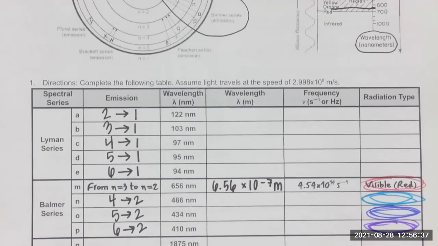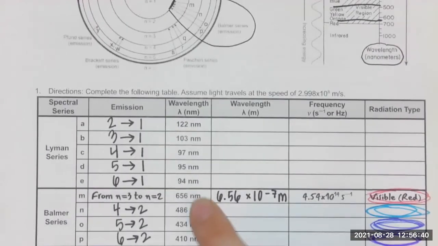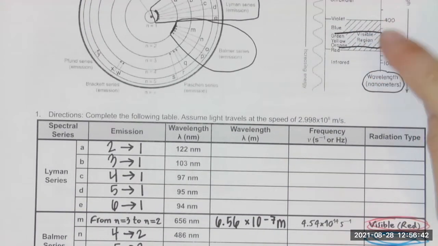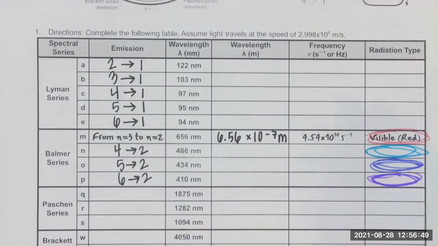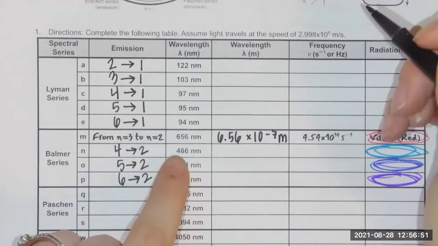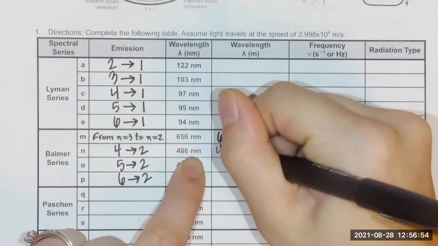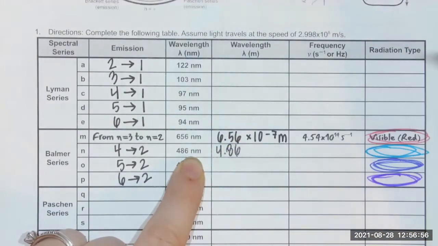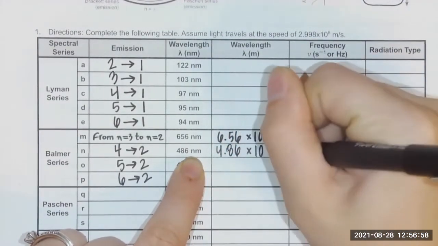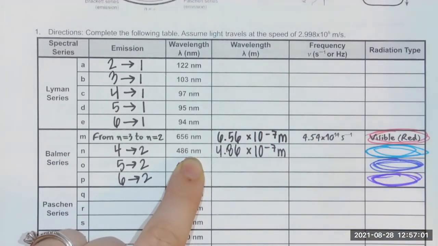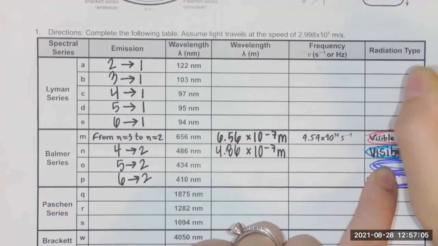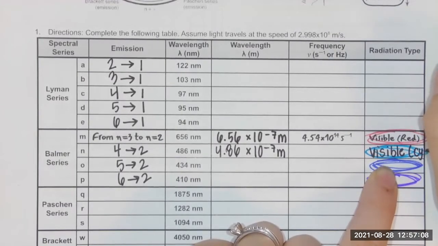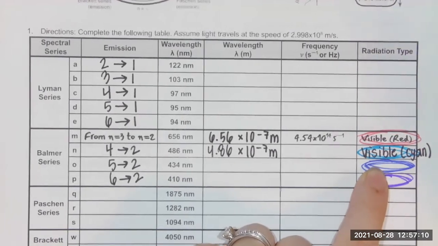Okay, so looking back here, these are the 4 colors we see. You can tell what colors they are corresponding to up here. And I'll do some of this with you, but not all of it. The next one is going to be 486, 4.86 times 10 to the negative 7 meters. This is the visible region. It's specifically the cyan color.